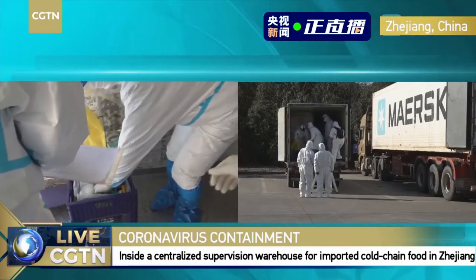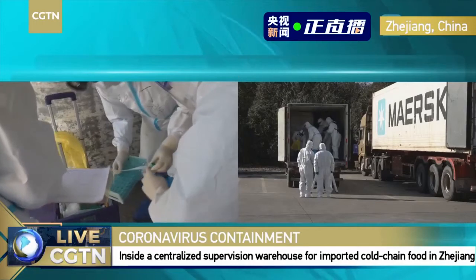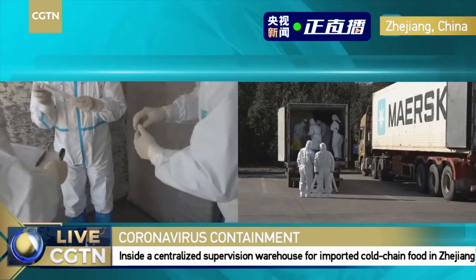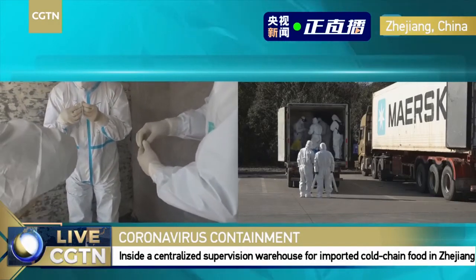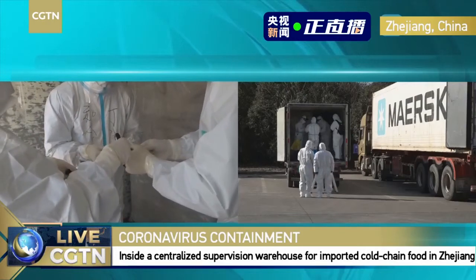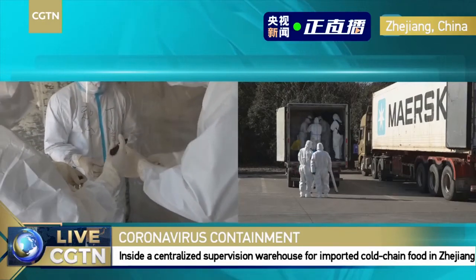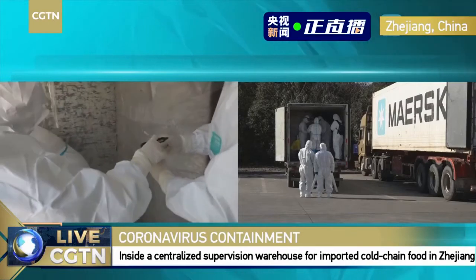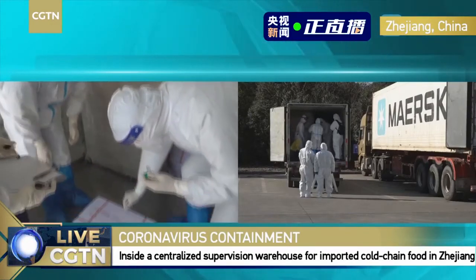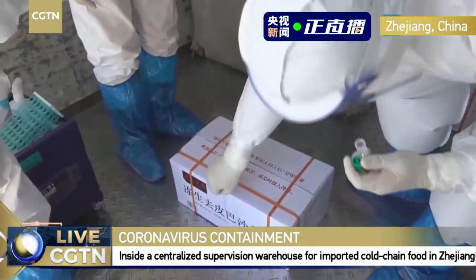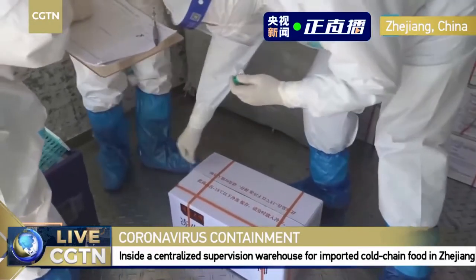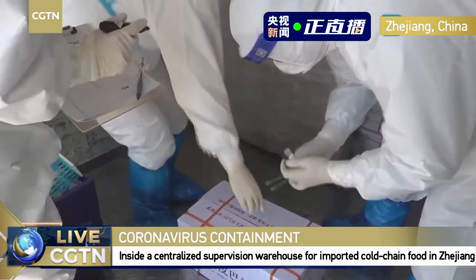So for your information, we are now bringing you the exclusive information about how the cold chain food items imported to Zhejiang province are checked in the supervision warehouse in New Qintang district. Since December 25th, 2020, Zhejiang province established 28 such centralized supervision warehouses for centralized supervision of the imported food. They must get all the required certificates before entering into the market.